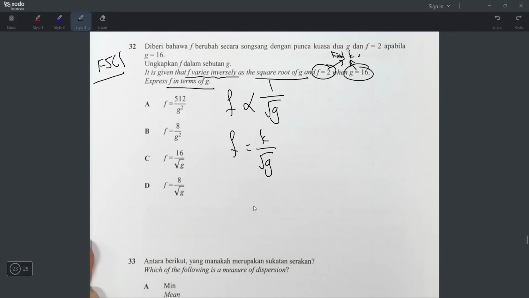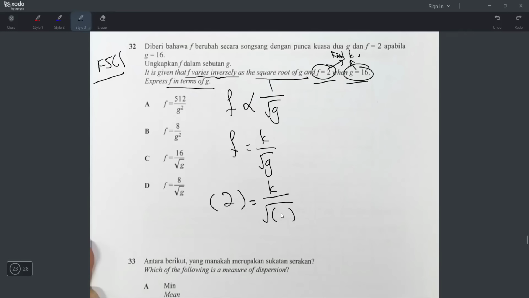And the next step is to find k. Now is the time to sub the f and g inside to find k. And when you find k, you need to have the complete information. It means you need to have both the f and g. You tak boleh ada f saja, you kena ada both. So definitely the question will give you both.